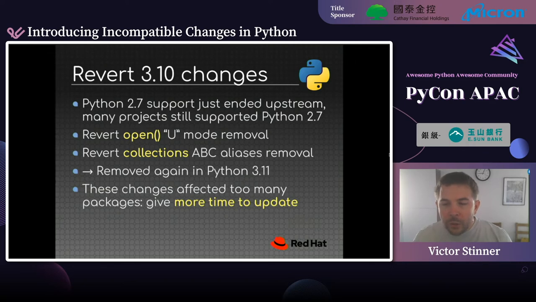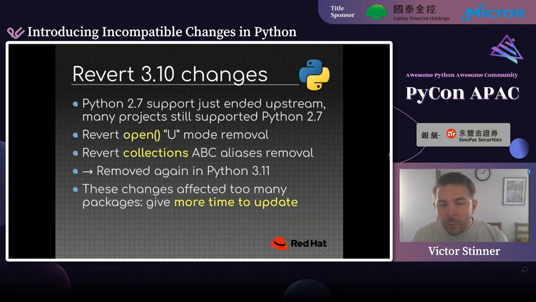So to put these changes in context, two years ago, the support for Python 2.7 had just ended upstream. It was something very new, but many third-party projects still supported Python 2 because it was still popular and they didn't want to lose users. So even if they had a plan to migrate to Python 3 and drop support for Python 2, they still wanted to support both, just because it takes time to communicate with users and update the code to remove the Python 2 support. So about the changes in Python 3.10, there were two changes which were breaking tons of projects.